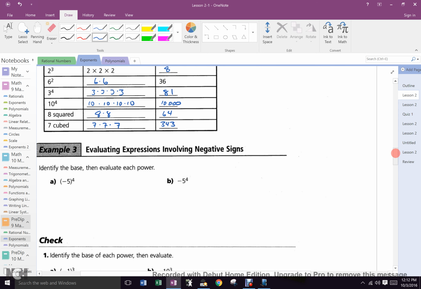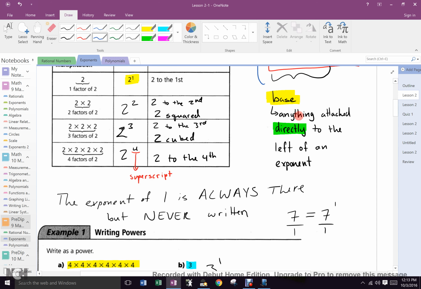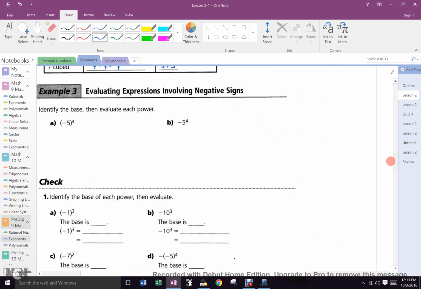Now, the next mistake that people make with exponents is they don't actually take the time to understand the relationship between the base and the exponent. On Thursday, I went out of my way to do this at the beginning of this lesson. The base is anything attached directly. And I highlighted directly, didn't I? Yeah.